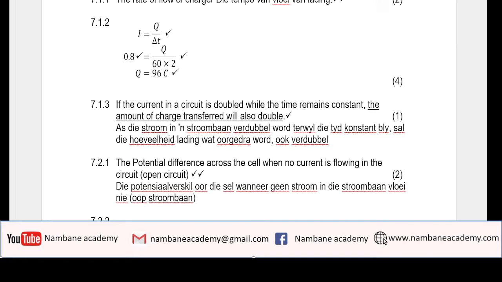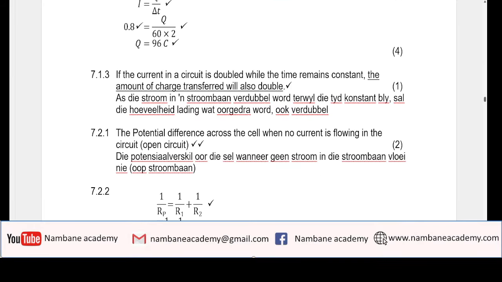7.1.3, explain what would happen to the amount of charge transferred if the current is doubled, but the time remains the same. So if the current in a circuit is doubled while the time remains constant, the amount of charge transferred will also double. 7.2, learners connect a circuit as shown in the diagram below. Ignore the resistance of the battery and the connecting wire. It also goes along with the diagram that has been given there.